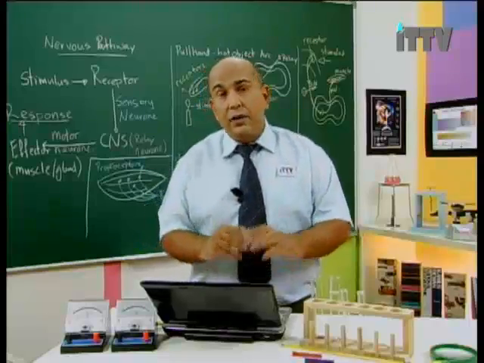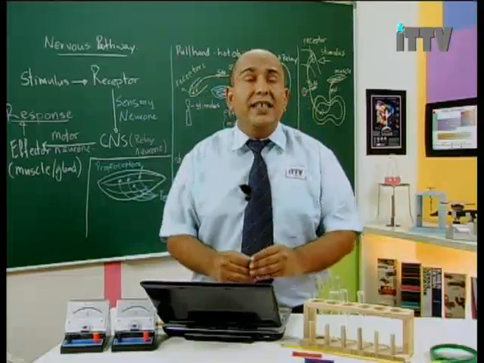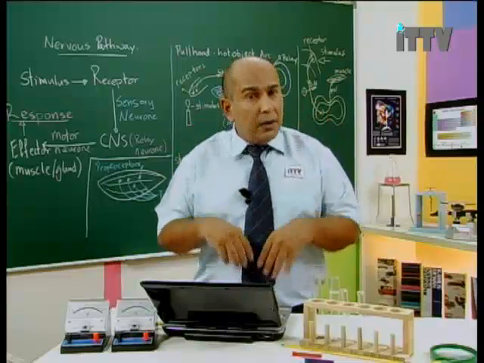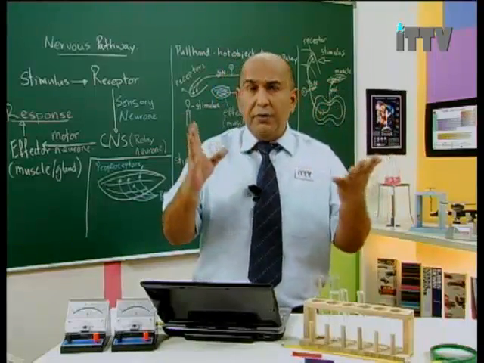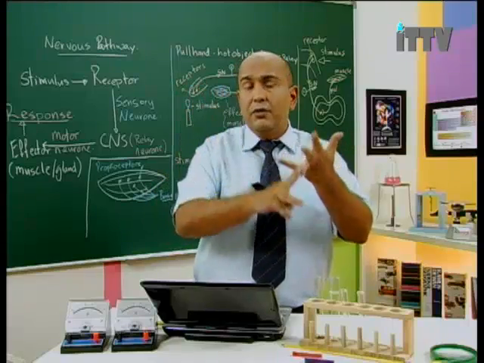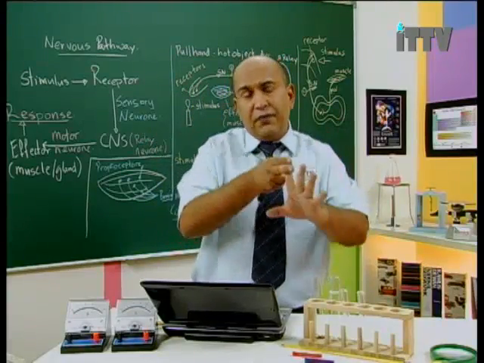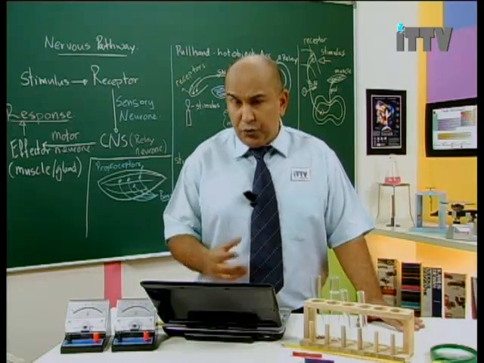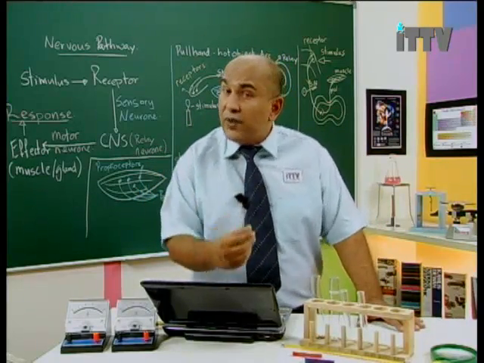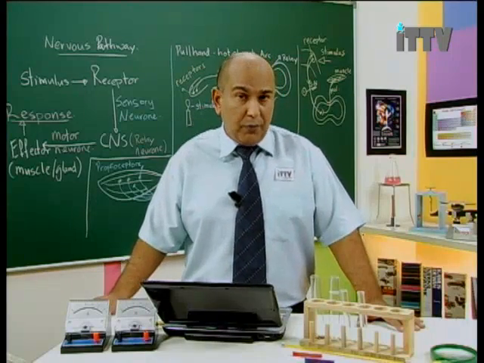Print this slide out. Remember, the idea is you should be able to talk about all these key things just like I am. Practice it, okay? Nervous response, you should be able to go stimulus, receptor, sensory neuron, relay neuron, motor neuron, effector, muscle contracts. Those are the kind of things you need to be able to do. Practice them with your friends. Make sure you can verbalize this whole subtopic.